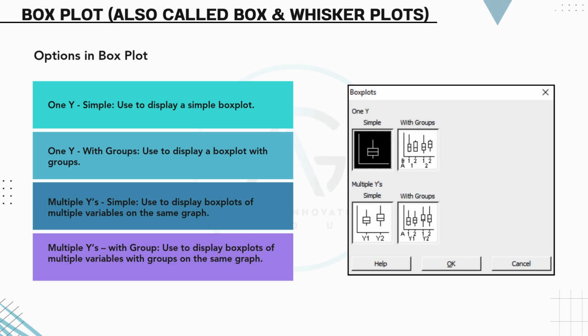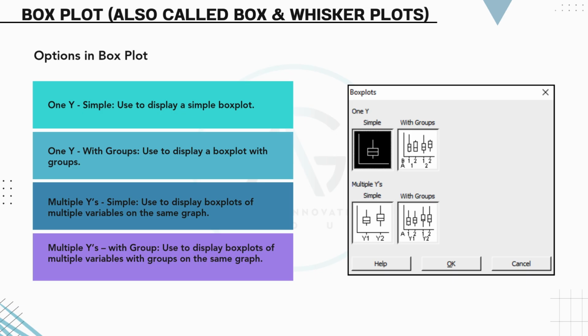2. 1Y, With groups. Choose this when you want to break down the response variable by a categorical grouping. For example, sales data grouped by region. This allows you to compare distributions across different categories on the same axis.